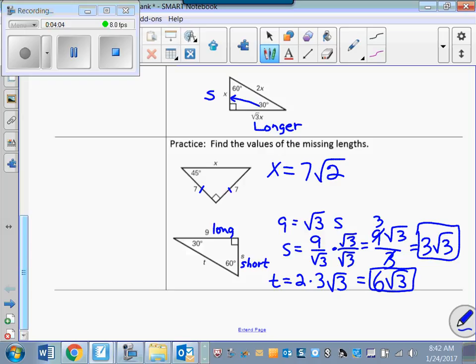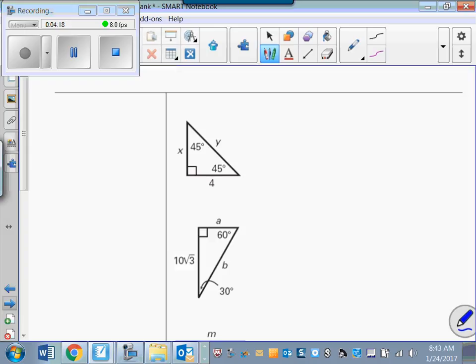All right, so that's really it for special right triangles. We just have a few more examples on the next page. As I usually do, I'll probably do 1 or 2 of them, and then I'll let you do 1 or 2. So let's look at this one together.